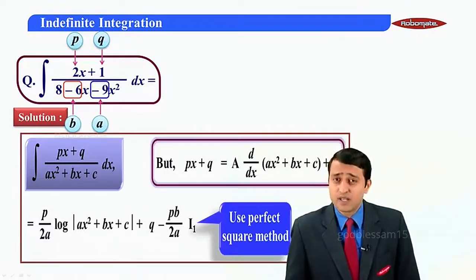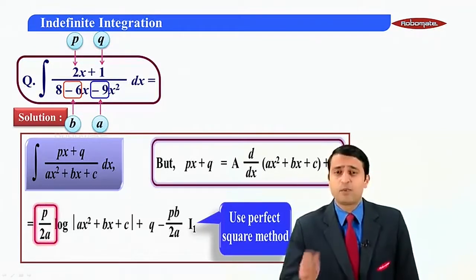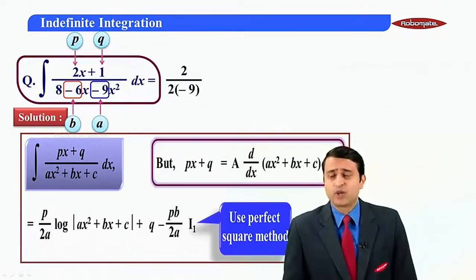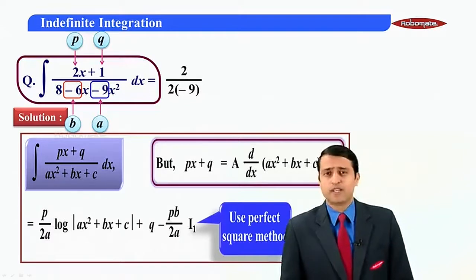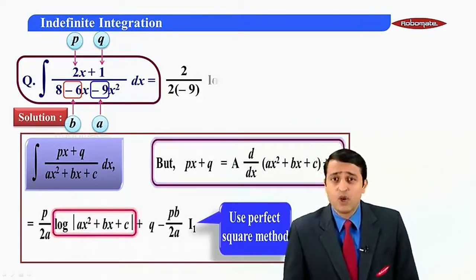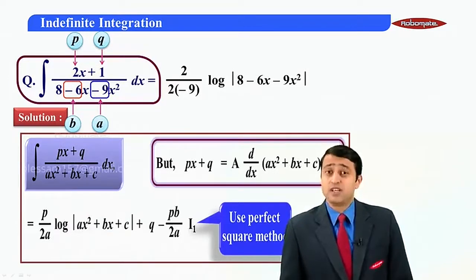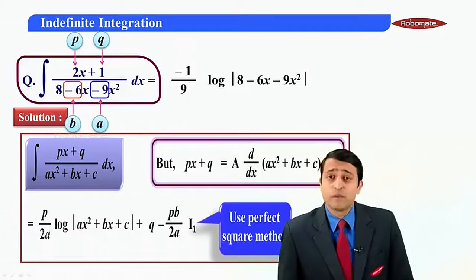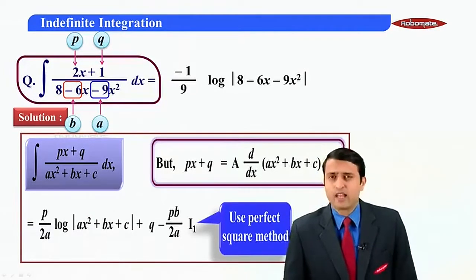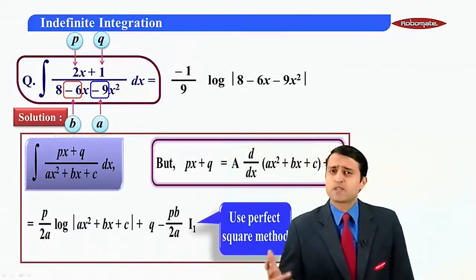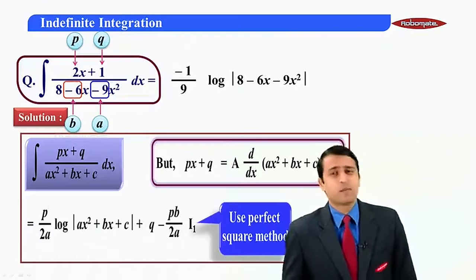The answer should have P by 2A. So P by 2A means we will have here 2 upon 2 into minus 9 followed with log of 8 minus 6x minus 9x square. Now you very well understand students here, 2 and 2 will cancel to give me minus 1 by 9, and this is what I have to finalize, whether it will be minus 1 by 9, plus 1 by 9, plus 1 by 3, minus 1 by 3.